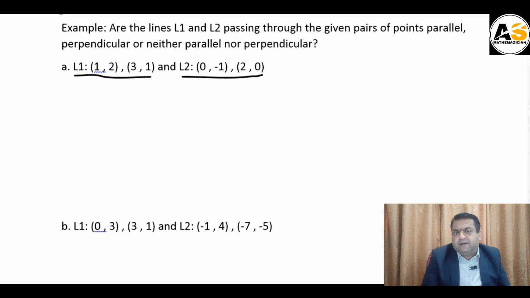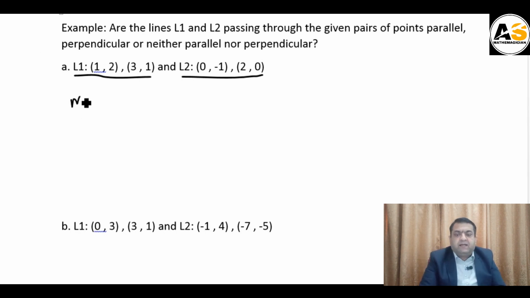How will we check? We will find the gradient of both the lines. If they have the same gradient, the lines will be parallel. If their gradients are negative reciprocals of each other, or in other words, their product is -1, then they will be perpendicular. And if this is not the case, then they will neither be parallel nor perpendicular.